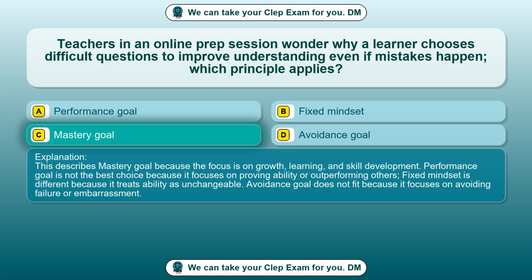This describes mastery goal because the focus is on growth, learning, and skill development. Performance goal is not the best choice because it focuses on proving ability or outperforming others. Fixed mindset is different because it treats ability as unchangeable. Avoidance goal does not fit because it focuses on avoiding failure or embarrassment.